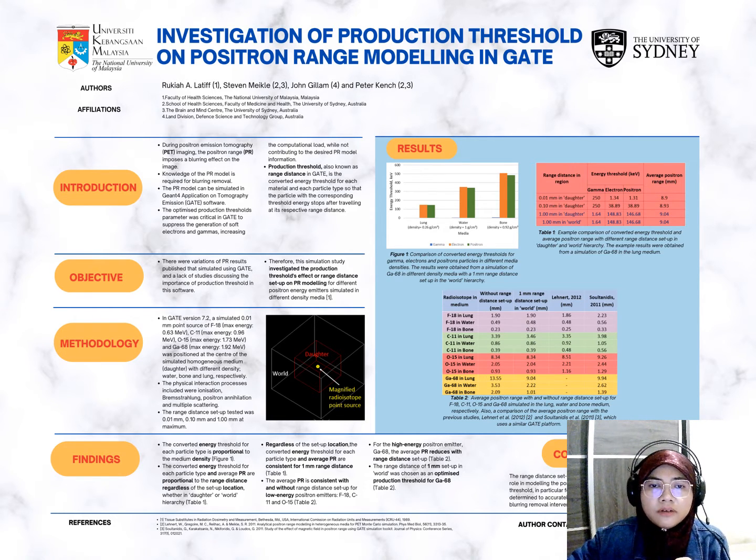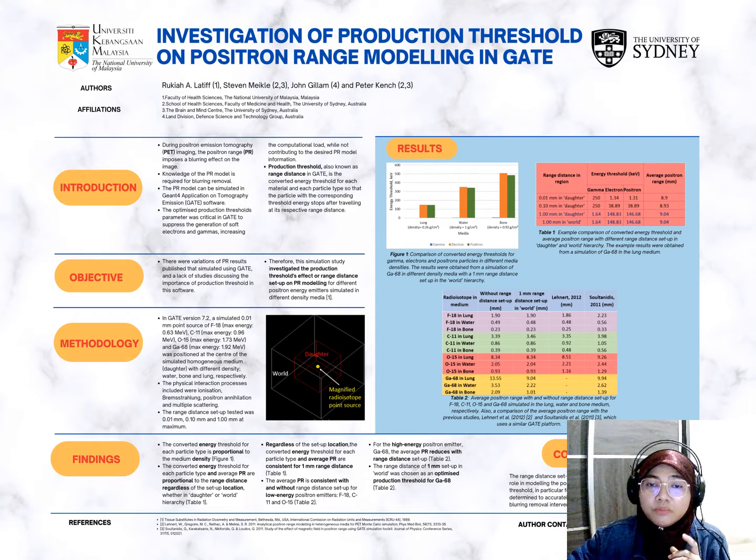And we found from table 2 that for the low energy positron emitters, the positron range is consistent with and without production threshold. But for gallium-68, which has higher energy, the positron range reduces with the 1 millimeter production threshold setup. Gallium-68 is our radioisotope of interest because of its severe blurring effect on the image, and we compared our result with Sultanidis 2011, and we found that our result is acceptable.